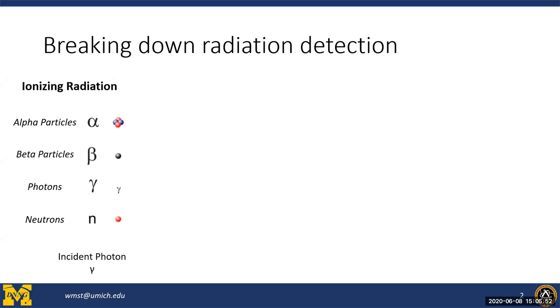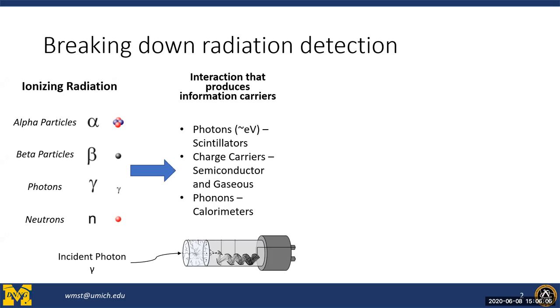Specifically, our group focuses on photon and neutron detection, largely because those are the most penetrating particles, such that they can escape sources very easily and travel significant distances and then interact with our detectors. The detectors range from anything that can give us information about the radiation that interacted with it.